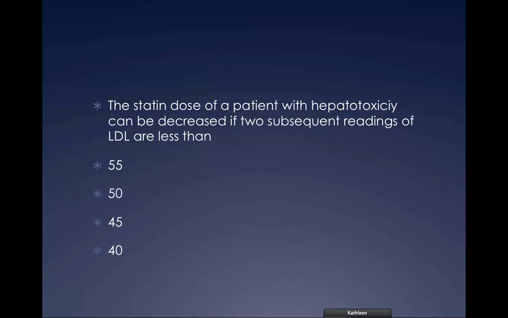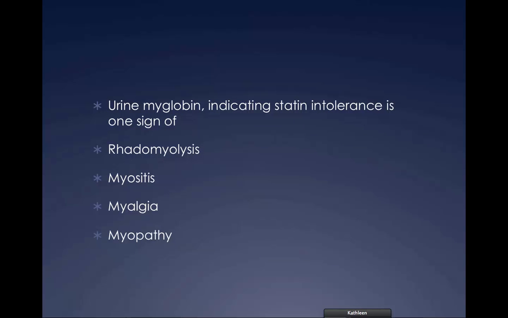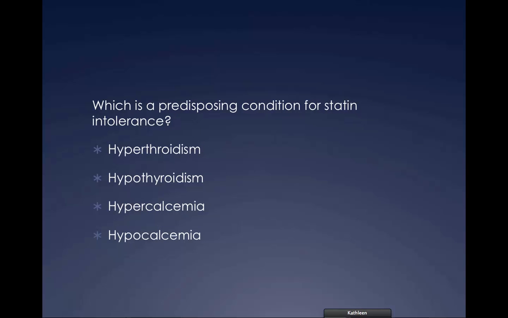The statin dose of a patient with hepatotoxicity can be addressed if 2 subsequent readings of LDL are less than 40. Urine myoglobin indicating statin intolerance is one sign of rhabdomyolysis, myopathy, myalgia, or myositis. And the answer is rhabdomyolysis. Which is a predisposing condition for statin intolerance? Hyperthyroidism, hypothyroidism, hypercalcemia, hypocalcemia. It's hypothyroidism.